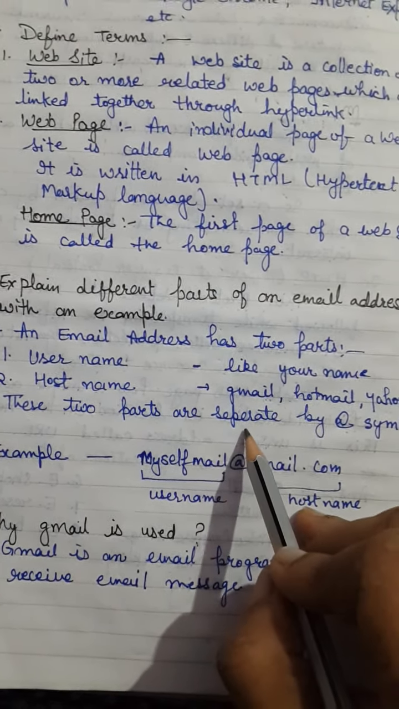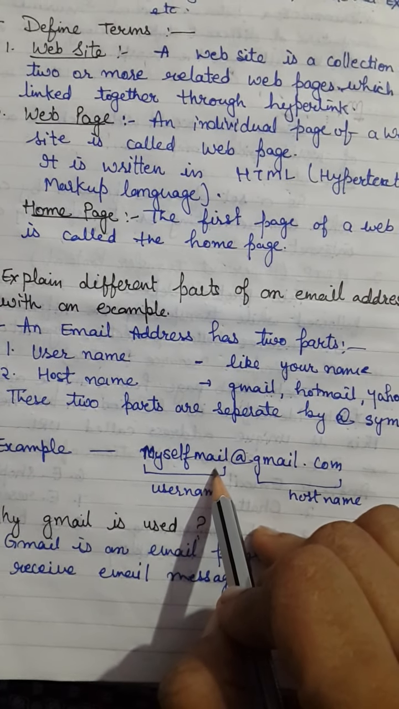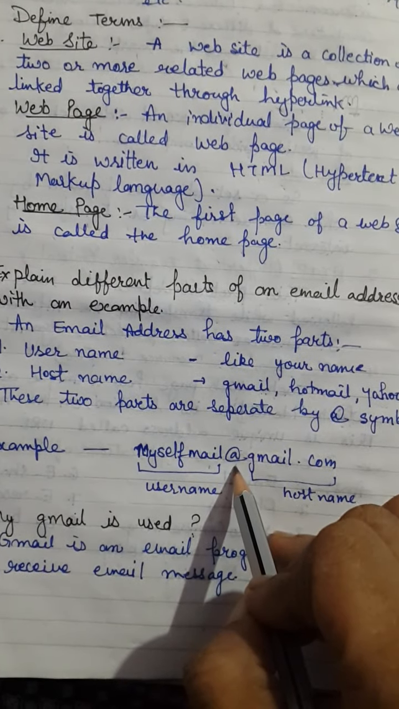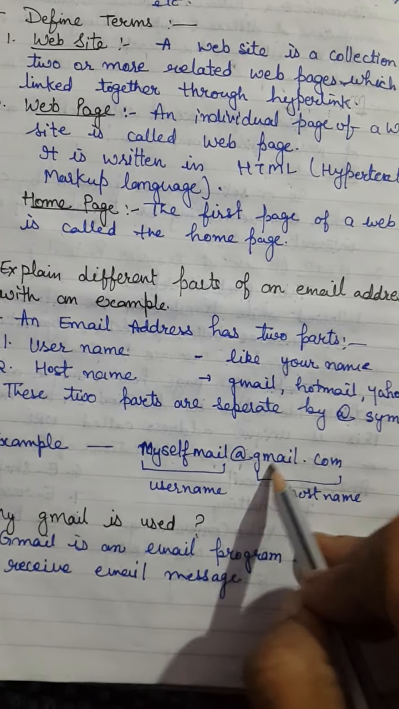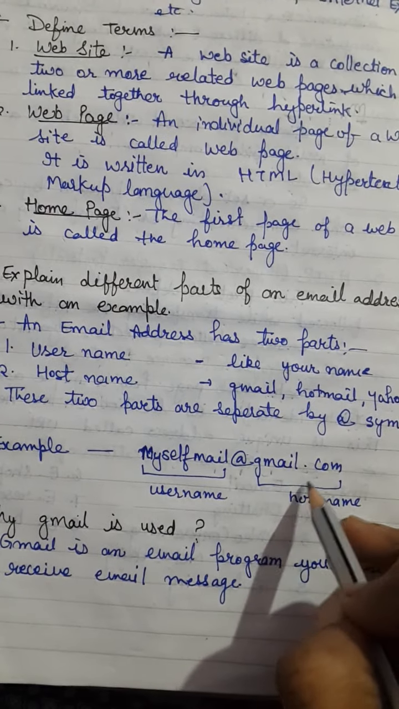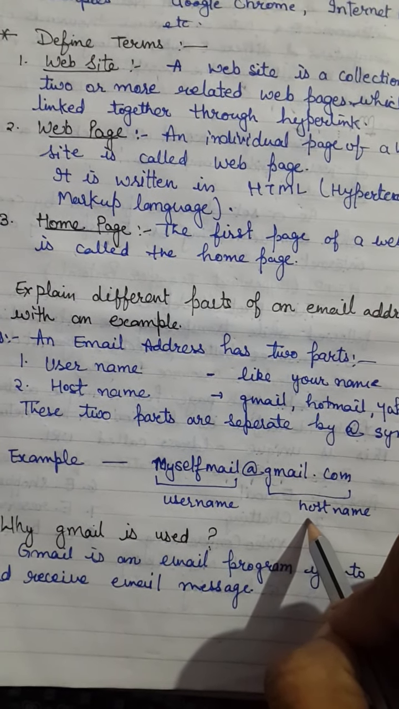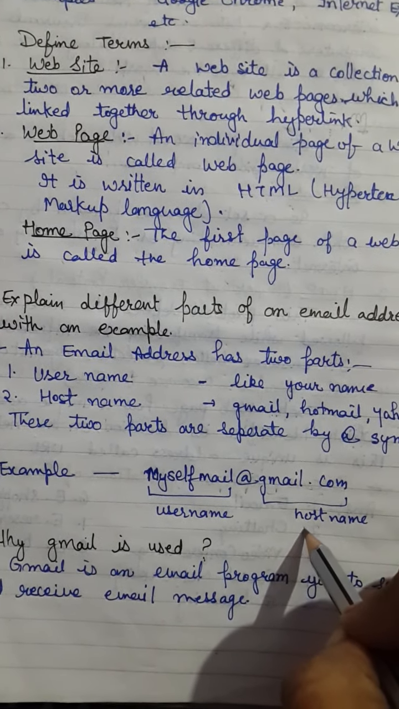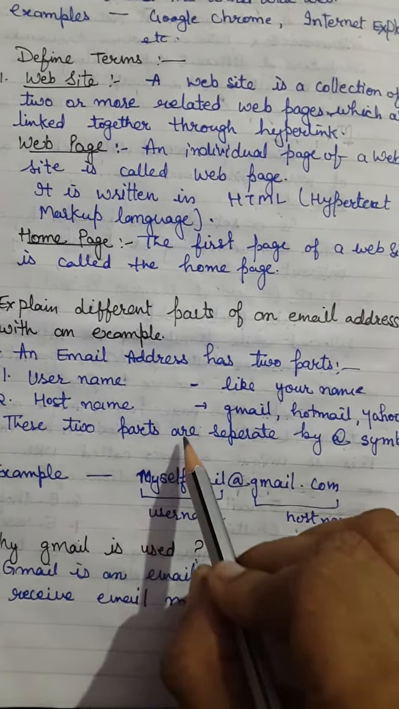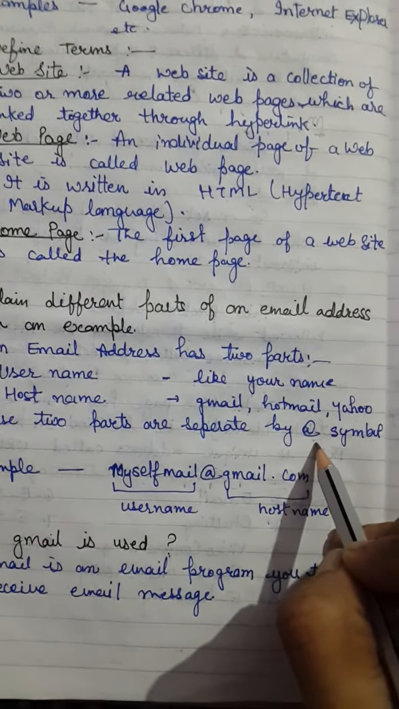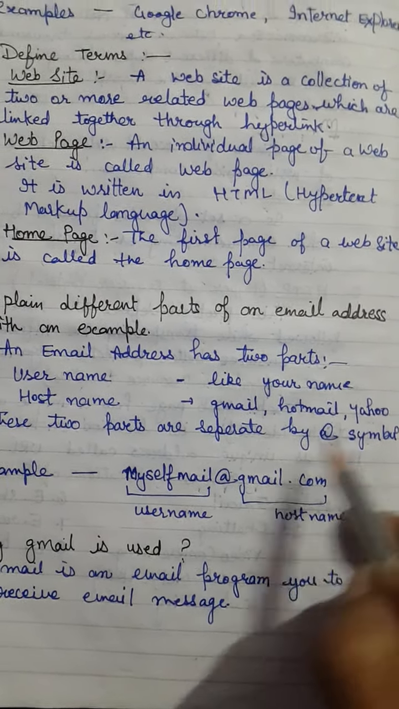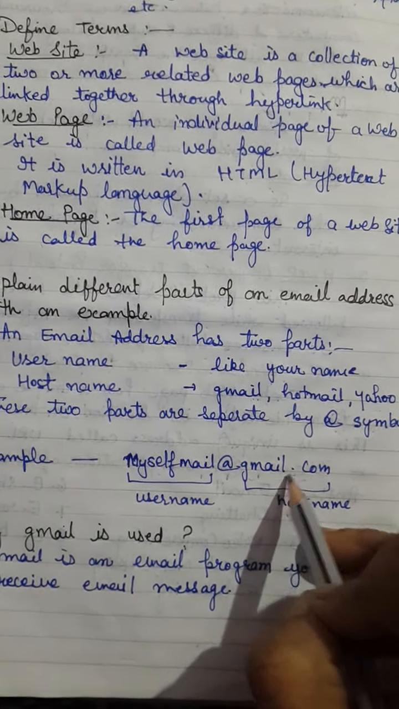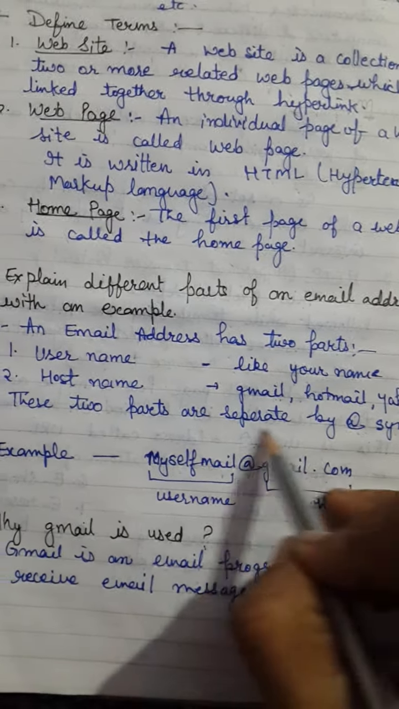For example, my username is separated with the help of the @ sign, and then I use gmail.com. Gmail.com is the host name that provides the services to send or receive messages with the help of the internet. Everyone knows the @ sign separates the username and the host name. This is the complete email address.